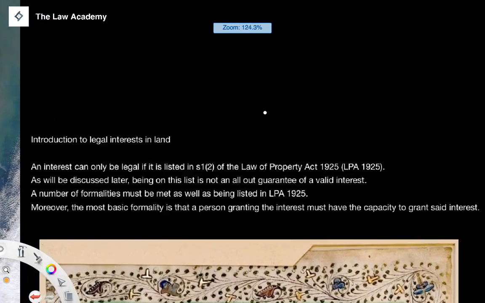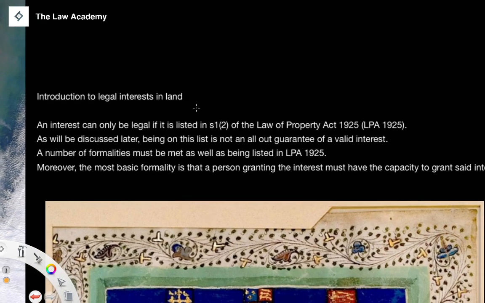So when we talk about a legal interest in land, it should be noted that an interest in land can only be legal if it is one of the interests that is listed in Section 1(2) of the Law of Property Act 1925, which will be the LPA from now on. So if an interest in land is legal, it has to be listed under this provision.